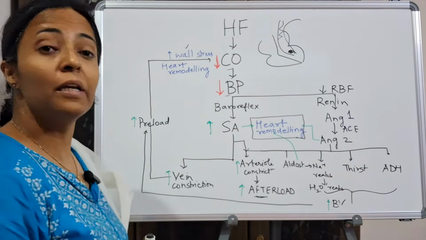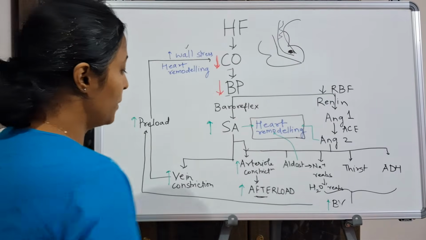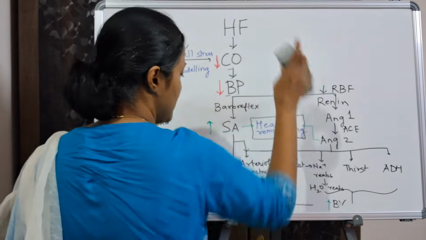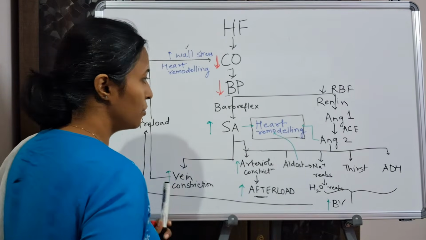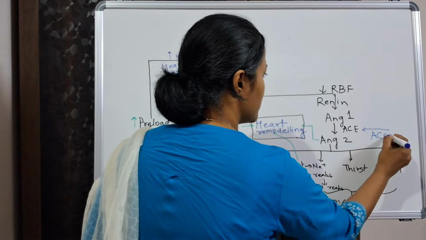What are these multiple levels and when they are used, that we are going to talk about. Okay, so first is very important. First drug is ACE inhibitor. Here we have to block. So we use ACE inhibitors.